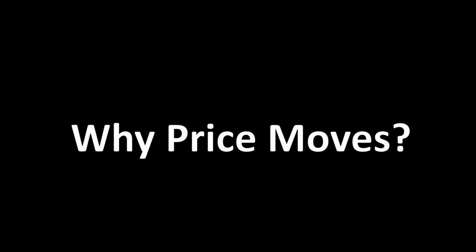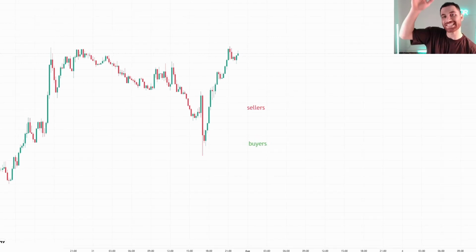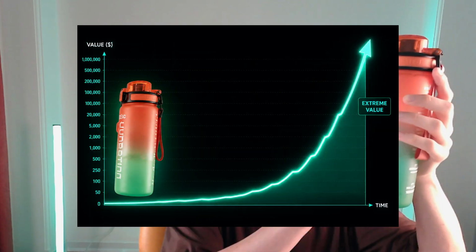Chapter 2. Why price moves. Guys, there are two forces in the market, buyers and sellers. So just like you already know, when more people want to buy something, it goes up in value. Why? Because there's less of it available now. So we have a certain amount of supplies, for example, for these water bottles, I use this example a lot. And there is a certain demand. If the demand goes up, if instead of 10 people, now 20 people want them, these go up in value.